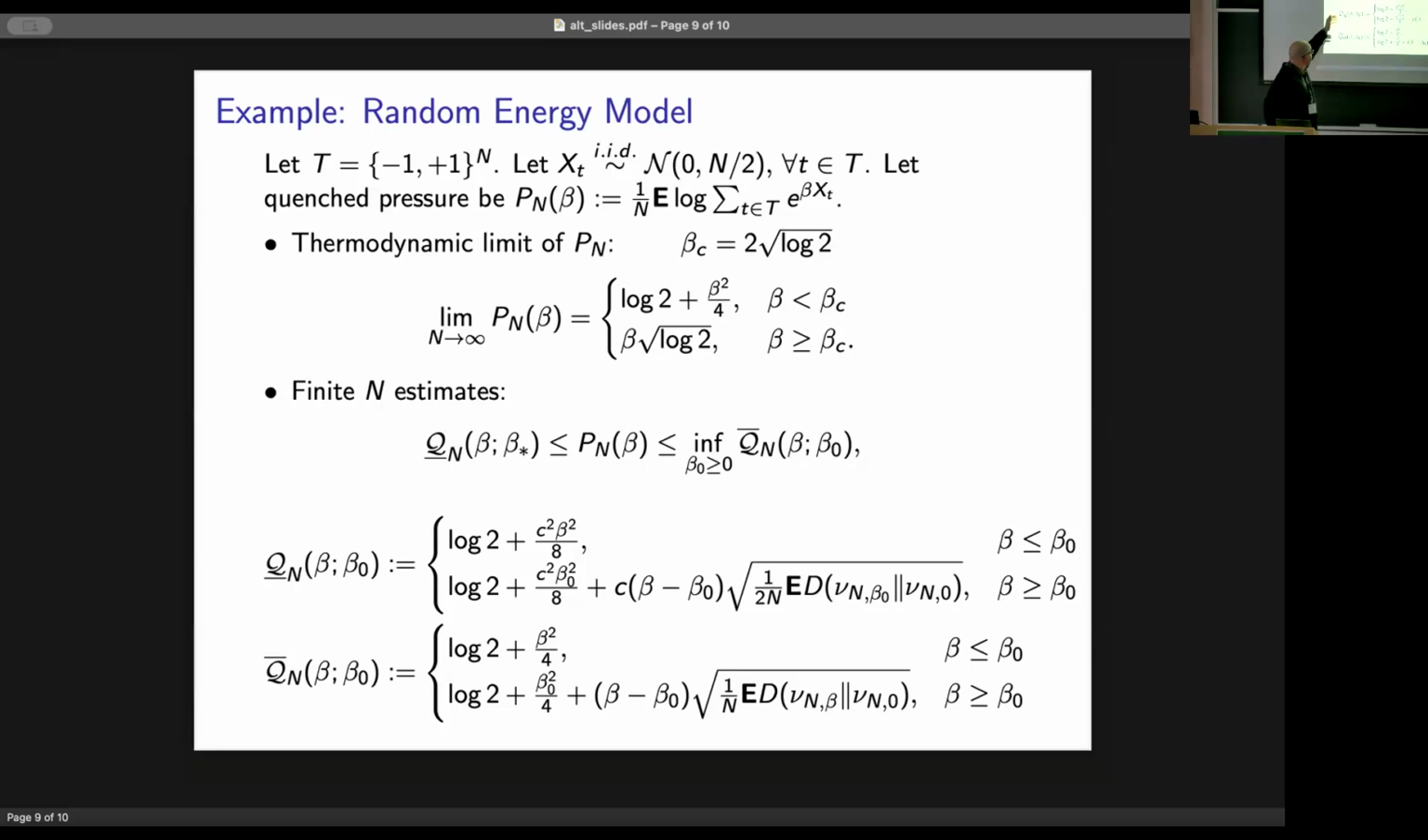As you take n to infinity, there's a critical temperature equal to twice the square root of log 2, such that above the critical temperature, the limiting value of this quenched pressure behaves quadratically in beta, but below the critical temperature, rather, it behaves linearly. Using all the bounds that we presented before, it's possible to obtain the following upper and lower bounds on this pressure for any finite n. Here beta star is the same critical temperature as in the Sudakov type lower bound. And here you just need to optimize over this elbow where the transition between linear and quadratic behavior happens. As I said, to derive these bounds, it really is just a straightforward application of the upper and lower bounds that we had for the IID case.